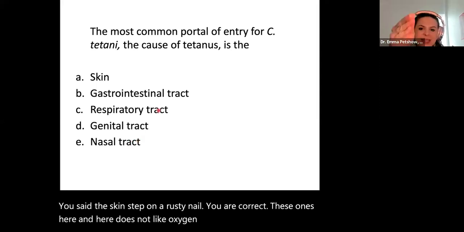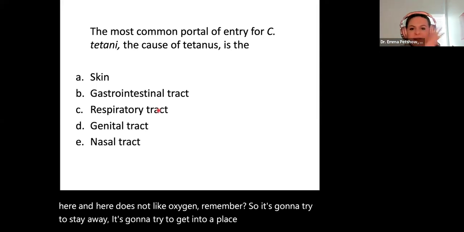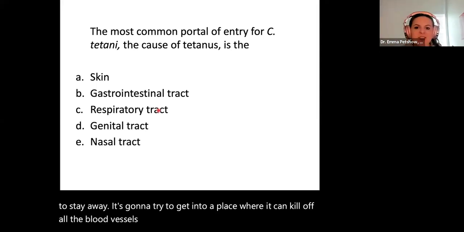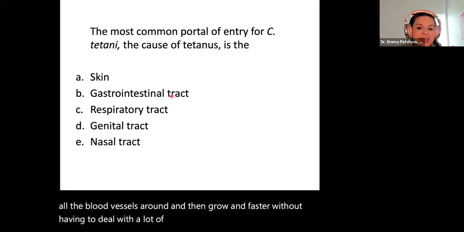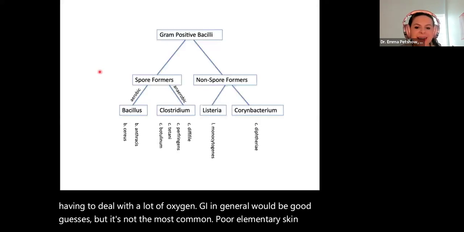It's going to try to get into a place where it can kill off all the blood vessels around and then grow and fester without having to deal with a lot of oxygen. GI and genital would be good guesses, but it's not the most common portal of entry. Skin is. Okay. So we've gone through our spore formers now.